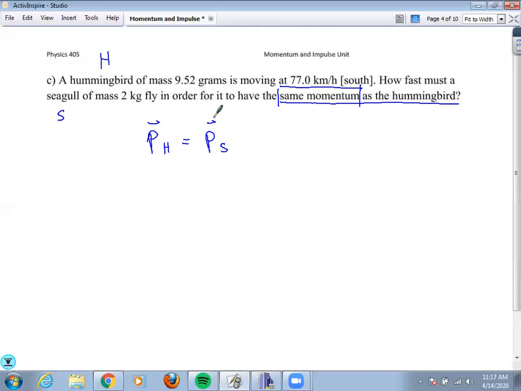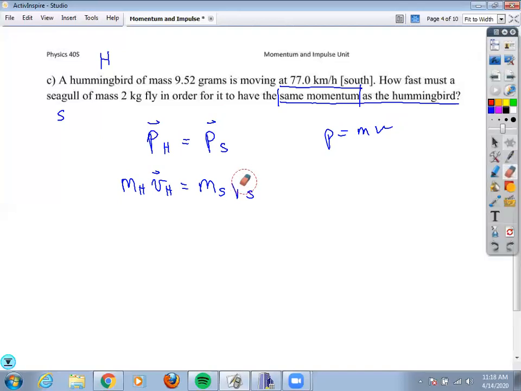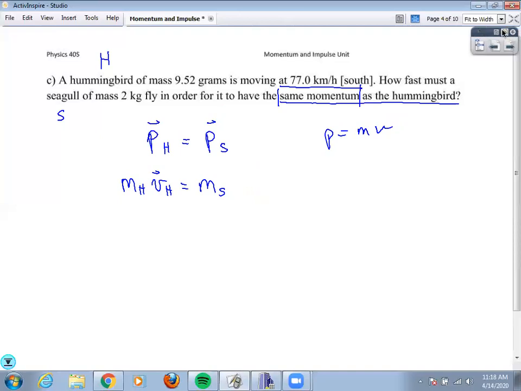If we just expand, again, we know p equals mv, then we can expand both out. The mass of the hummingbird times the velocity of the hummingbird must equal the mass of the seagull times the velocity of the seagull. Whoops, I wrote p, that should be v. So now we have the ability to solve for the velocity of the seagull. So m_h v_h equals m_s v_s, and that's our unknown.